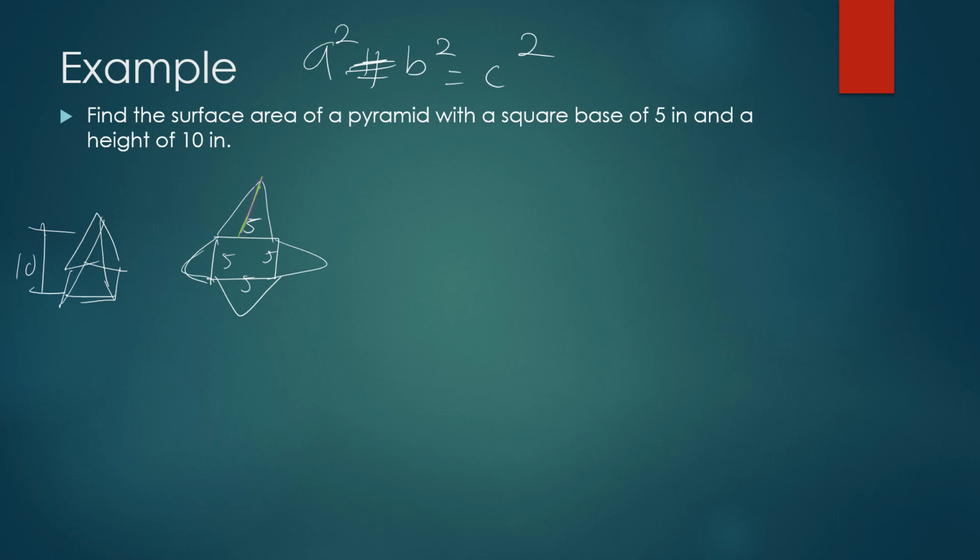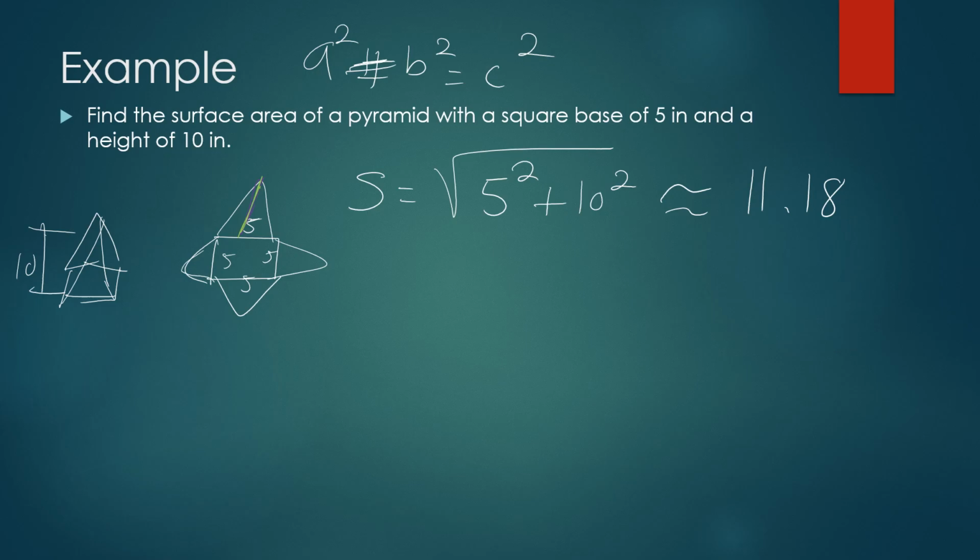So C, or S in this case, because it is the slant height, that's the variable we used to denote slant height, is going to be equal to the square root of 5 squared plus 10 squared. Now this is going to be approximately 11.18. It is not a perfect square, so we have to approximate it. This is not the surface area, this is just the calculation for the slant height.